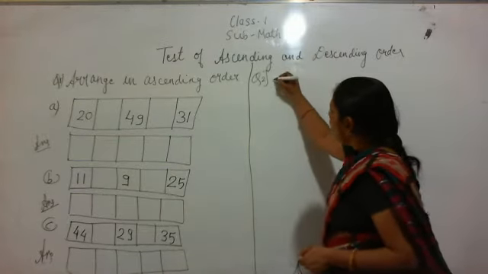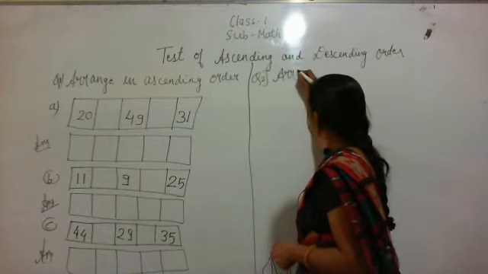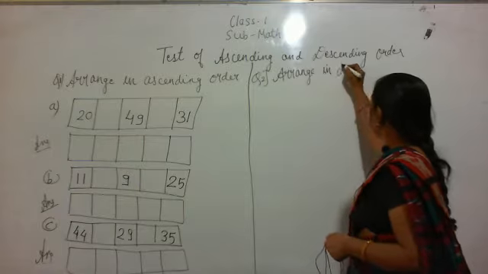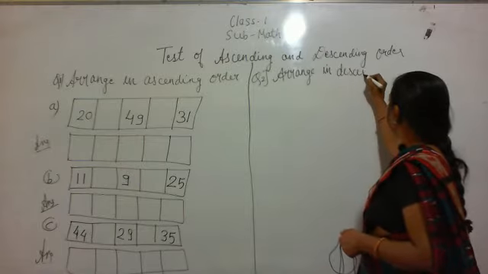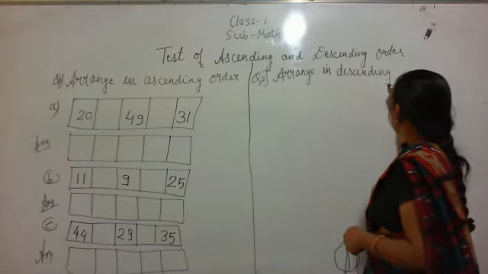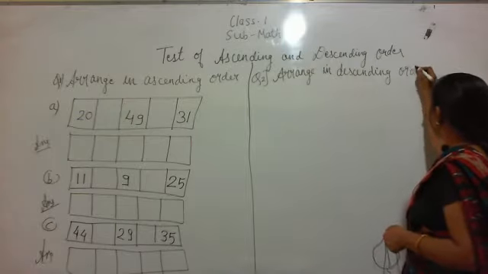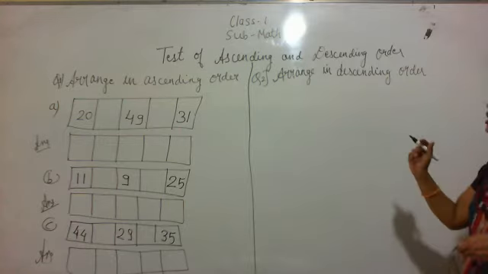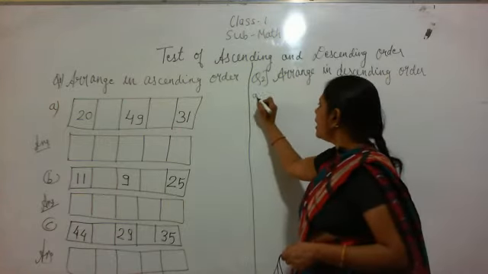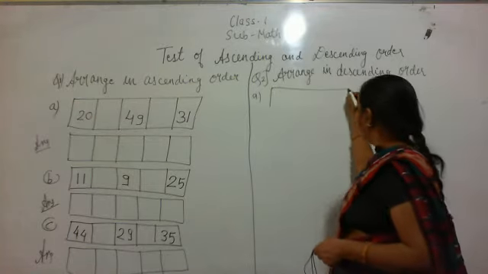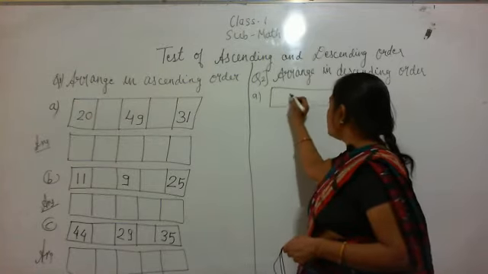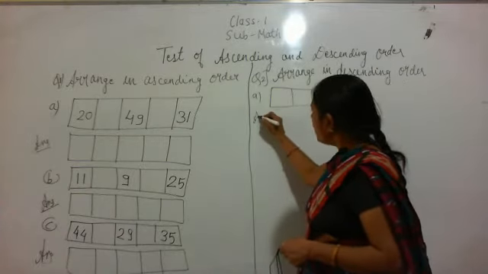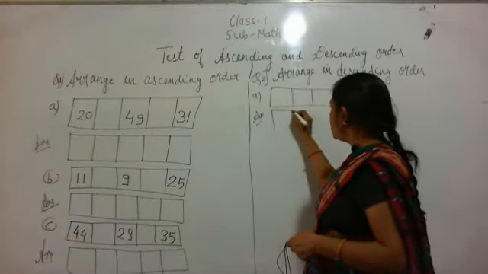Arrange in descending order. This is the second question, and you have to arrange the given numbers in descending order. So you do the first question first and then you do the second question. One by one you solve both the questions.